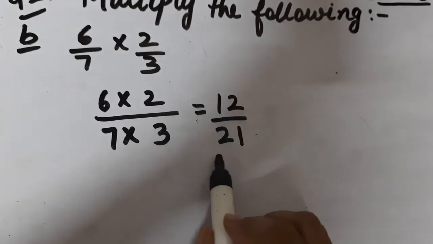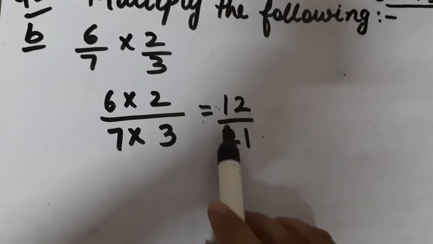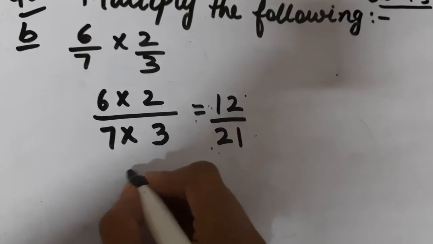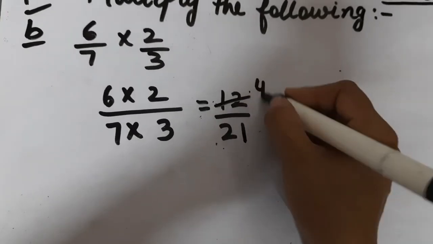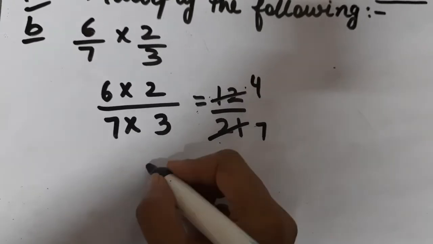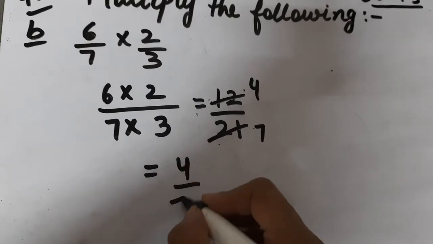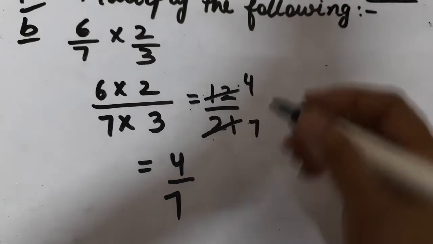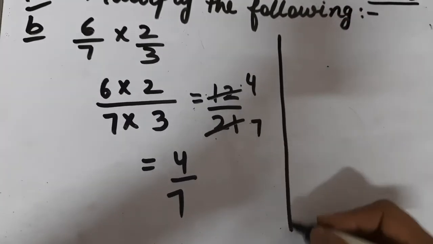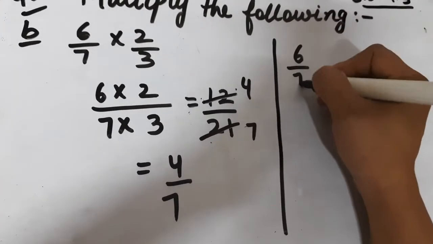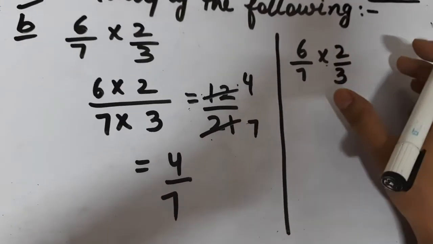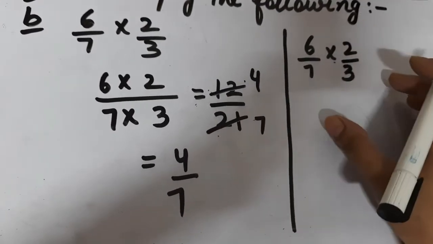See, 12 and 21. 3 is a factor of both 12 and 21. So 3 4s are 12 and 3 7s are 21. This will become 4 upon 7. Like this you will solve these fractions. And there is one more method also. Question is 6 upon 7 and 2 by 3. So we simplify the numerator with the denominator.